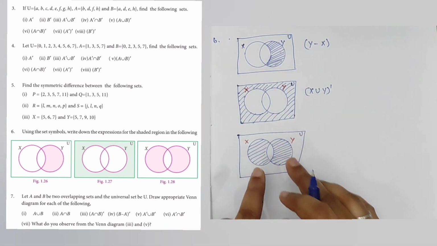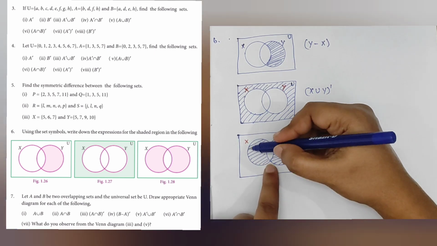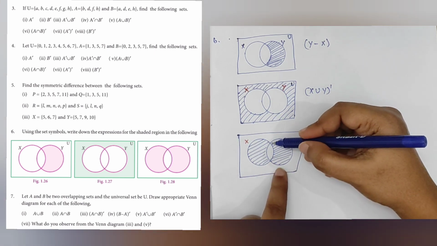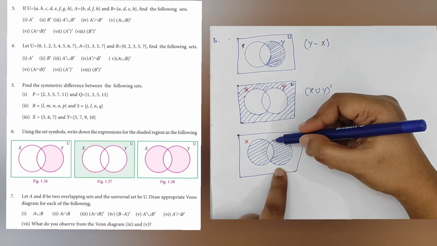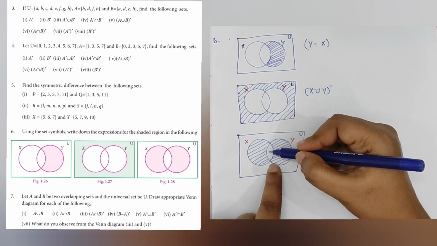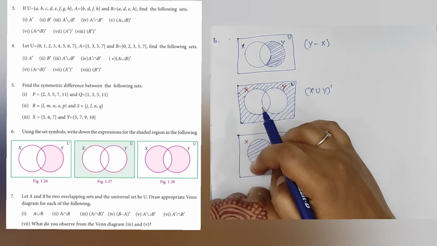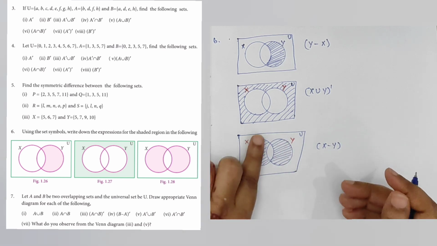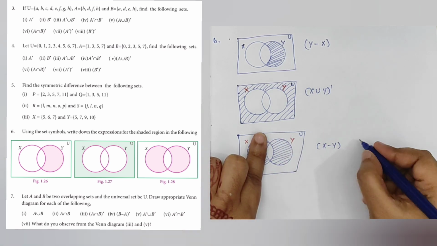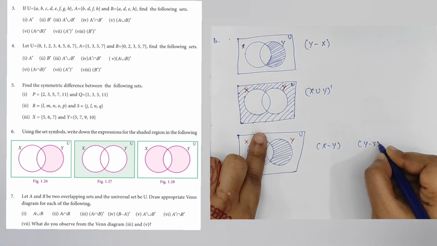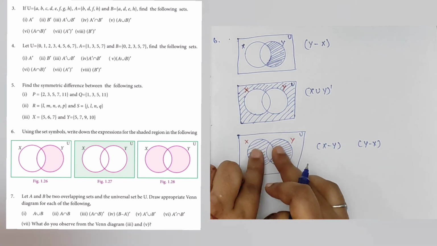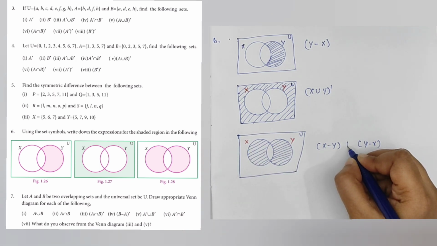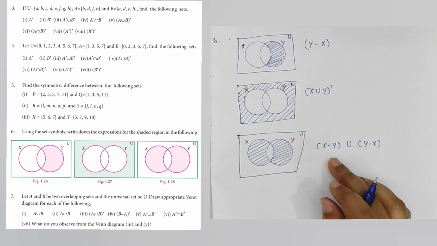And now look at the next circle. The part of the first circle, it is shaded, and similarly the part of the second circle, it is shaded. And there is no shade on the intersection part. If only the part of the first circle is shaded means it is x minus y, isn't it? And if only the part of the second circle shaded means it means y minus x, isn't it? And we are combining both. So we are writing the symbol U, that is union. Union means we are combining.